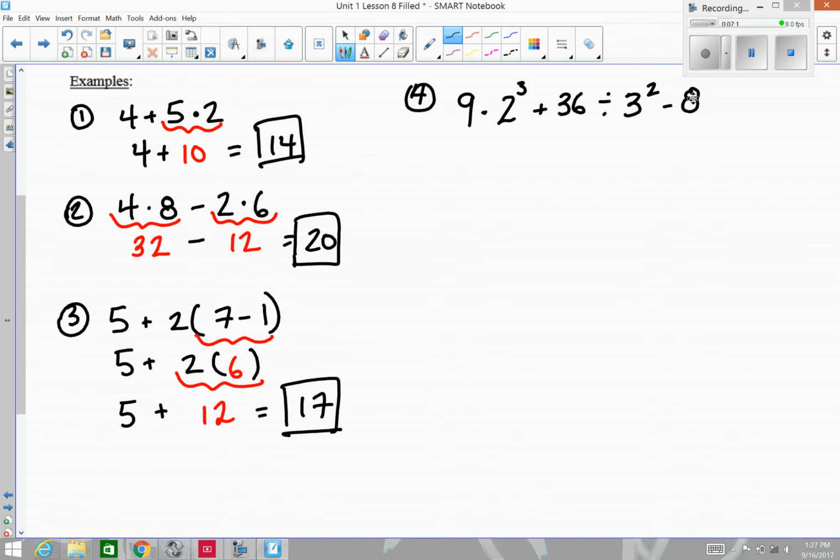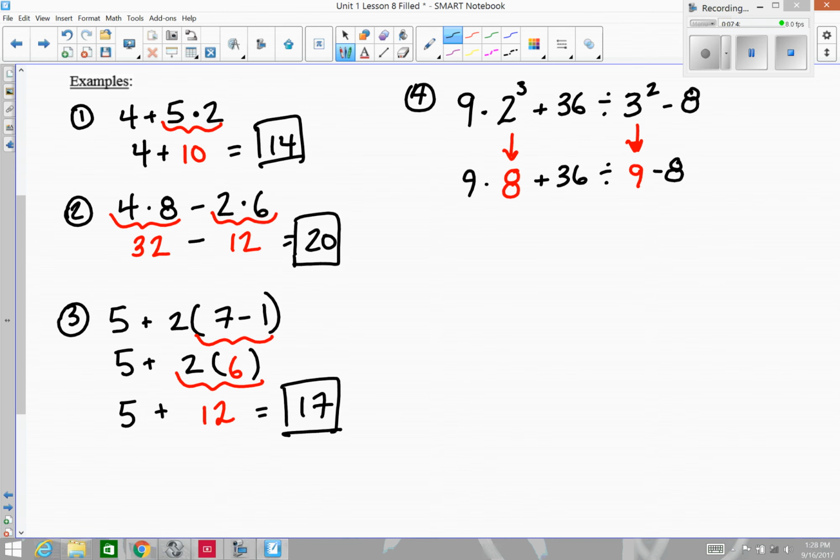All right, nothing is in parentheses, so we're looking for anything with exponents. We have 2 to the third to evaluate, and we have 3 squared to evaluate. If I evaluate 2 to the third, that equals 8. 3 squared is 9. And I'm going to bring down everything else. So I have 9 times 8 plus 36 divided by 9 minus 8.